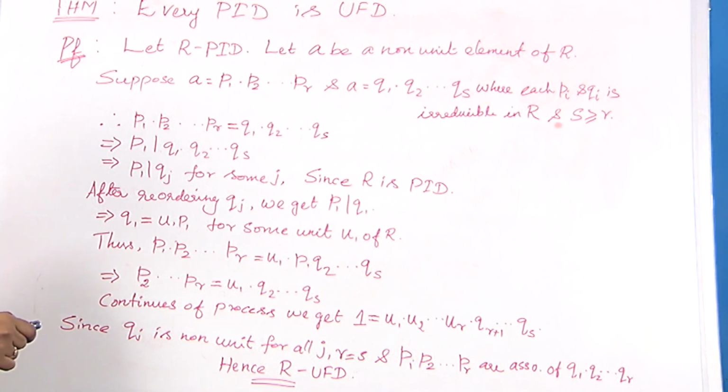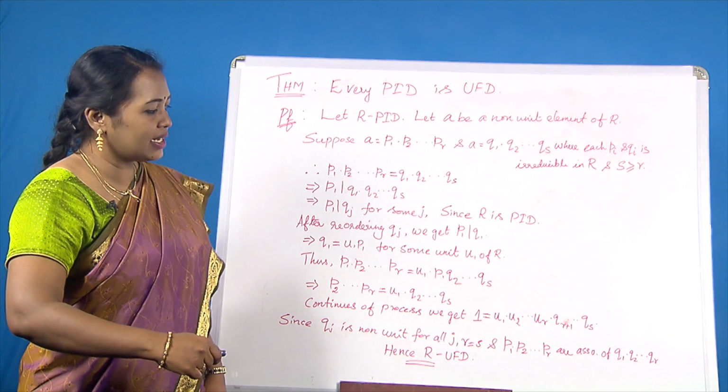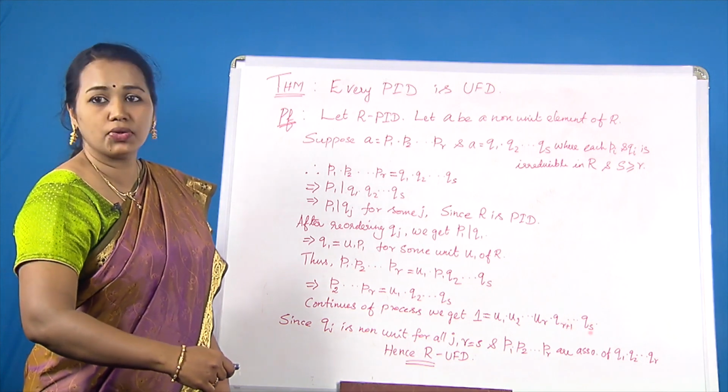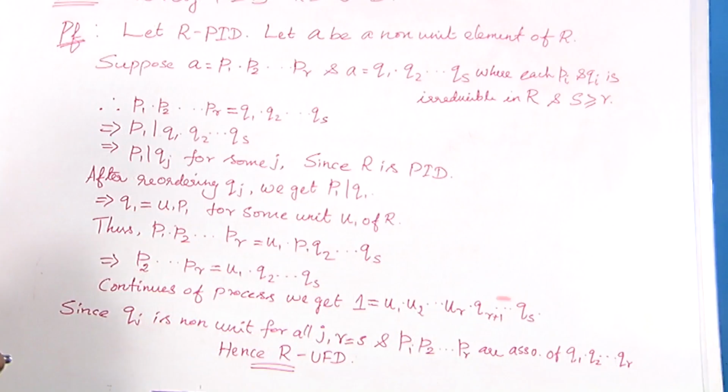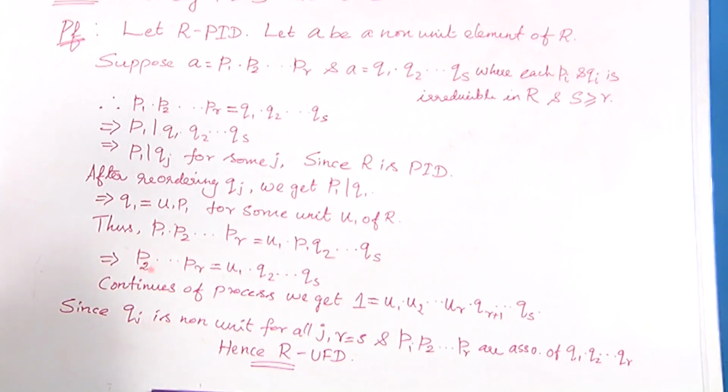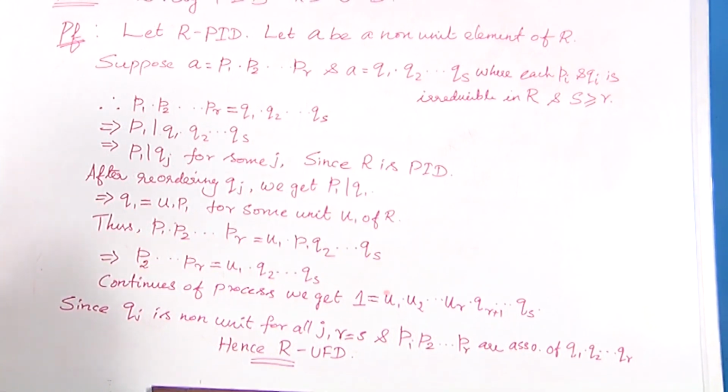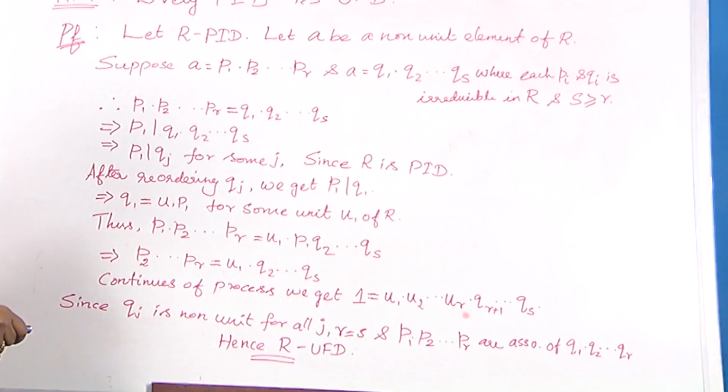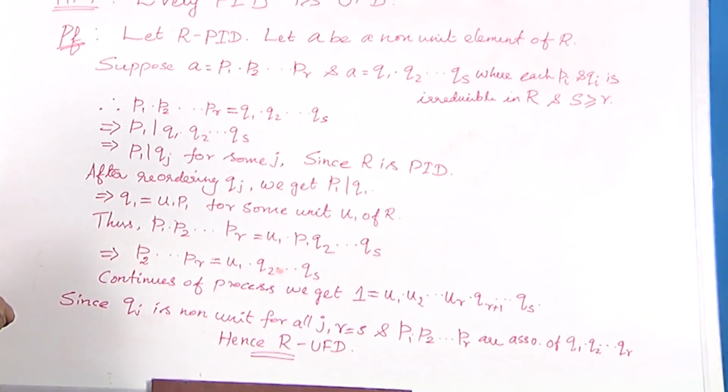But since we have assumed that S is greater than or equal to R, there are going to be some elements, let us say Q(R+1) and so on up to QS on the right hand side, because when we cancel P1, P2 so on up to PR, there will be a U1, U2 so on up to UR left, but still there will be certain elements on the right hand side which cannot be factorized by these P1, P2 so on up to PR, and therefore you will be left with these few elements because S is greater than or equal to R.